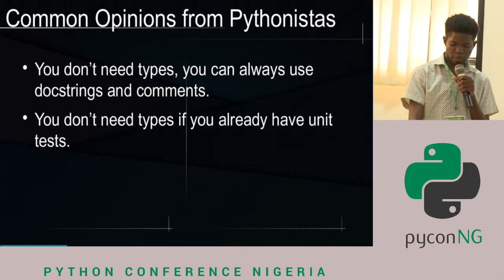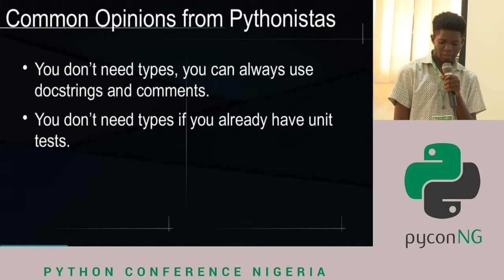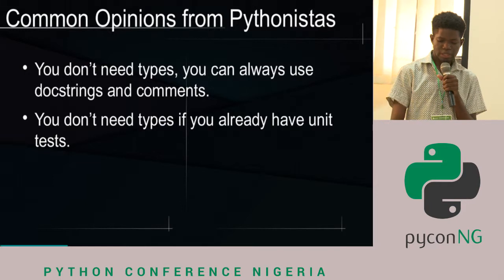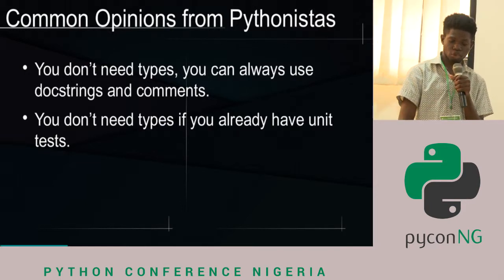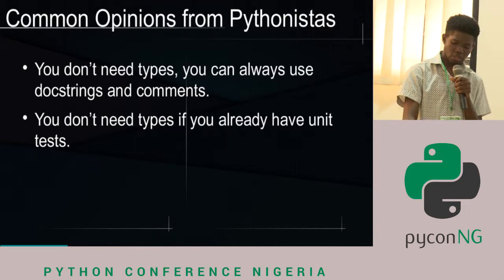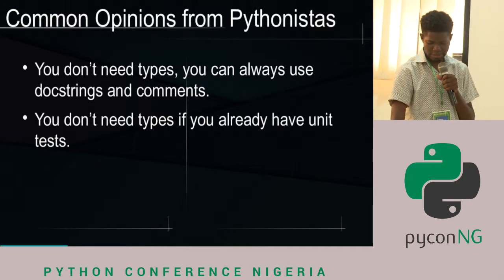Common opinions from Python developers. Now there is a misconception that you don't need types with Python or with interpreted languages, since you already have docstrings and comments. You can always comment your code. You can always add documentation to it. You don't need types if you already have unit tests. That's another misconception that I'm going to show using code to explain why it is common.